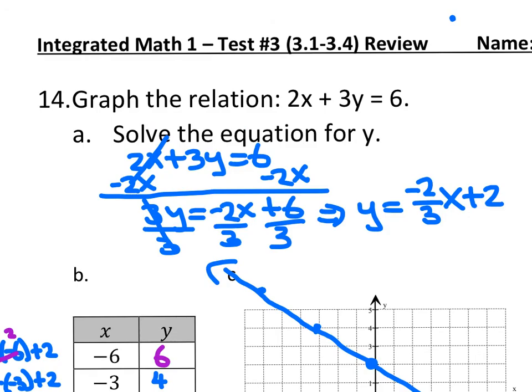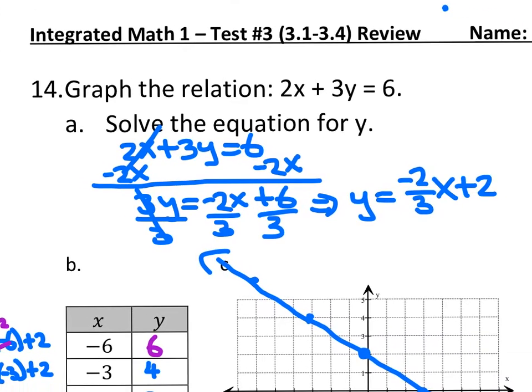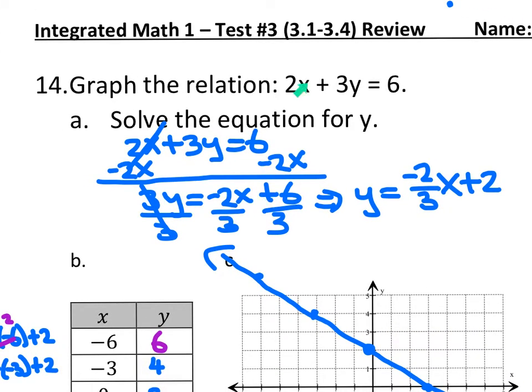In problem number 14, solve the equation for y first. So we have our equation here, and we're going to move the negative 2x to the other side. That should go first, and then the positive 6. Divide everything by 3, and we end up with y equals negative 2 over 3x plus 2, because 6 divided by 3 is 2.